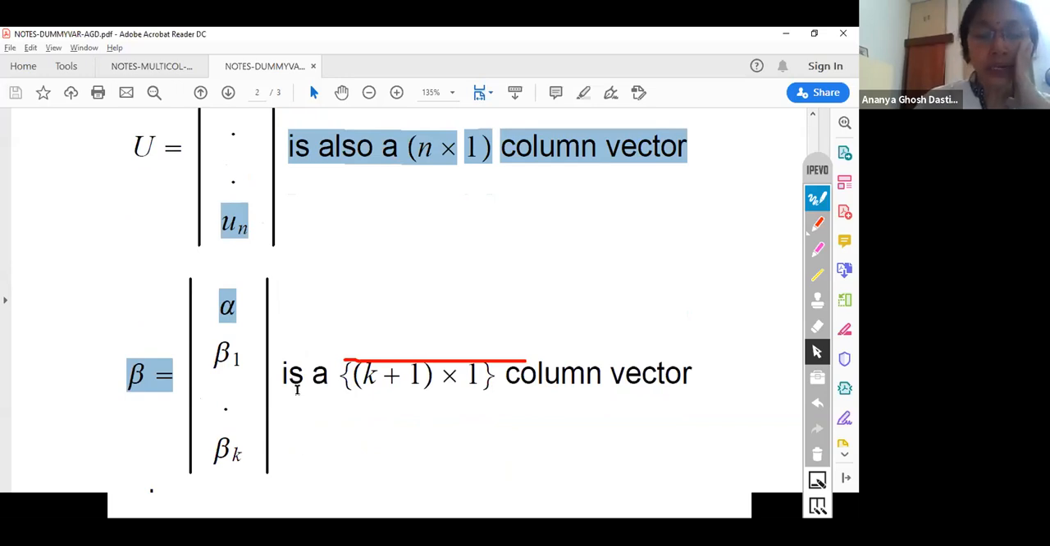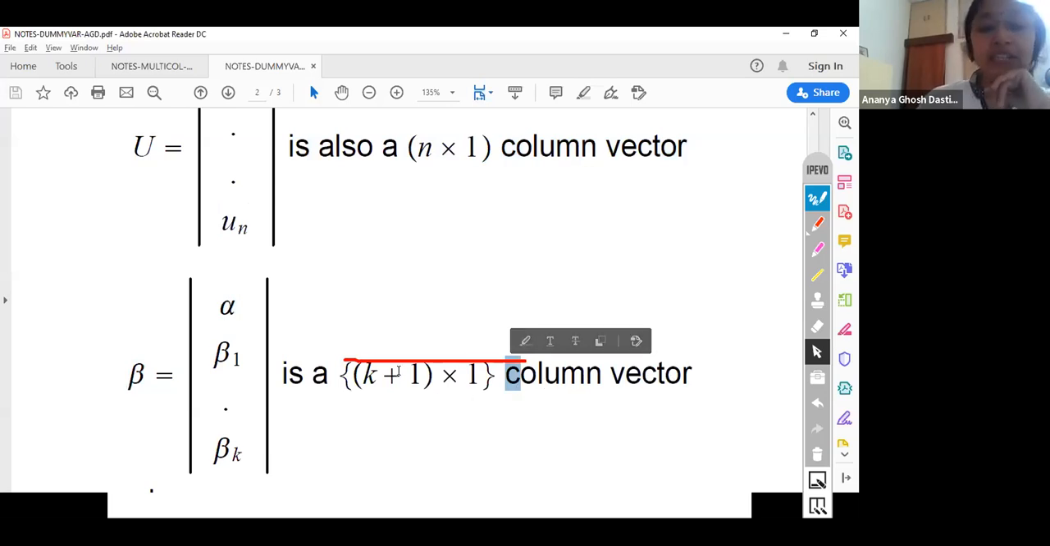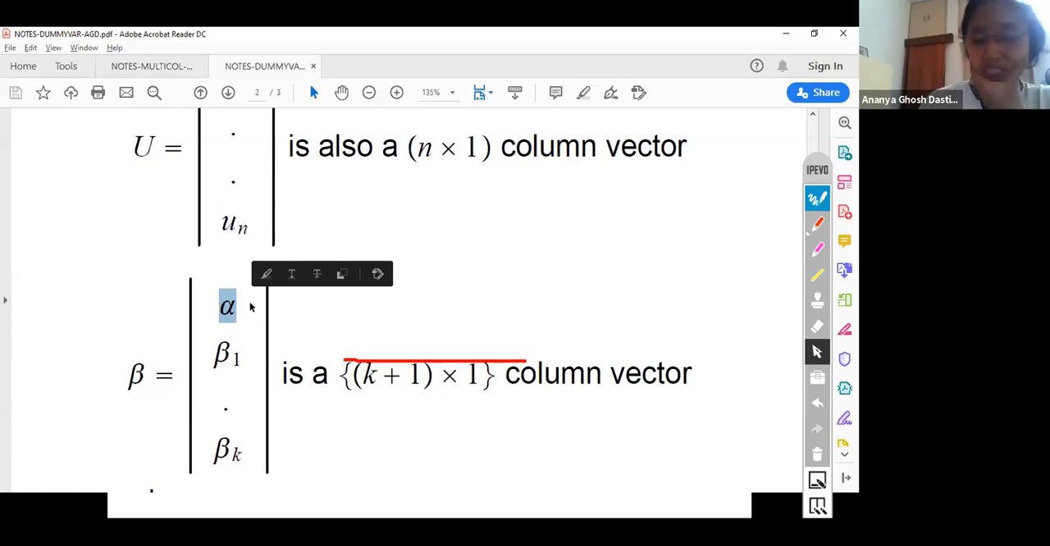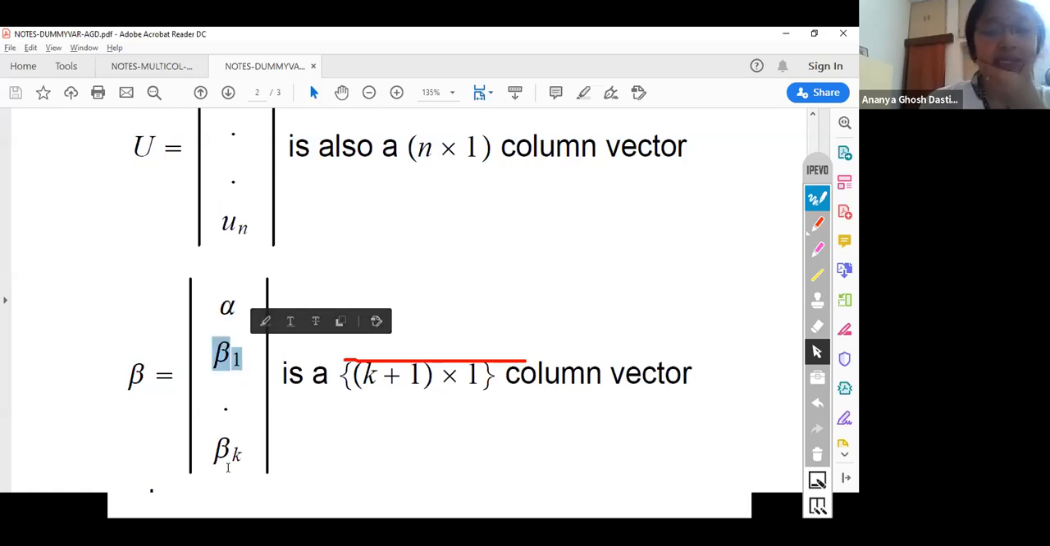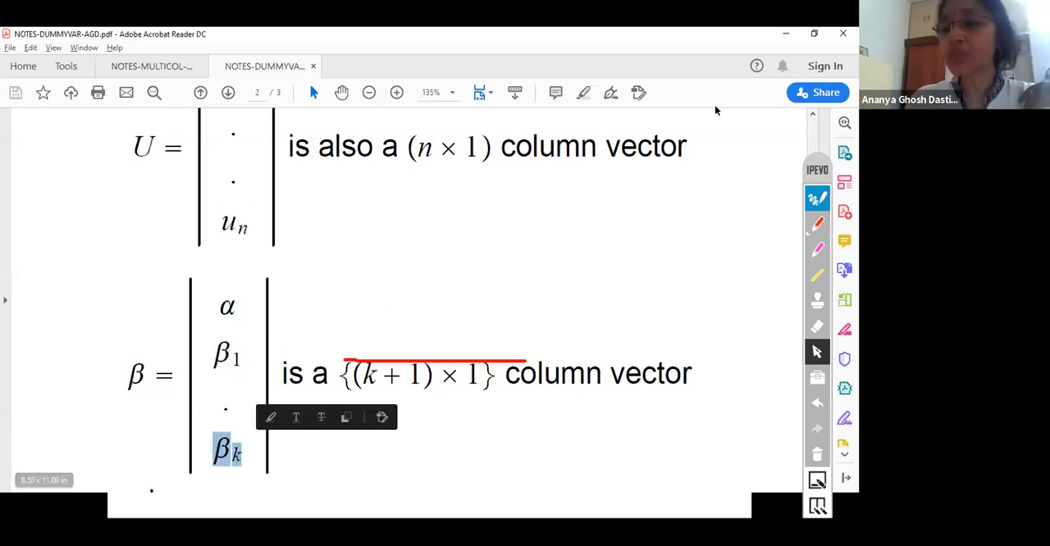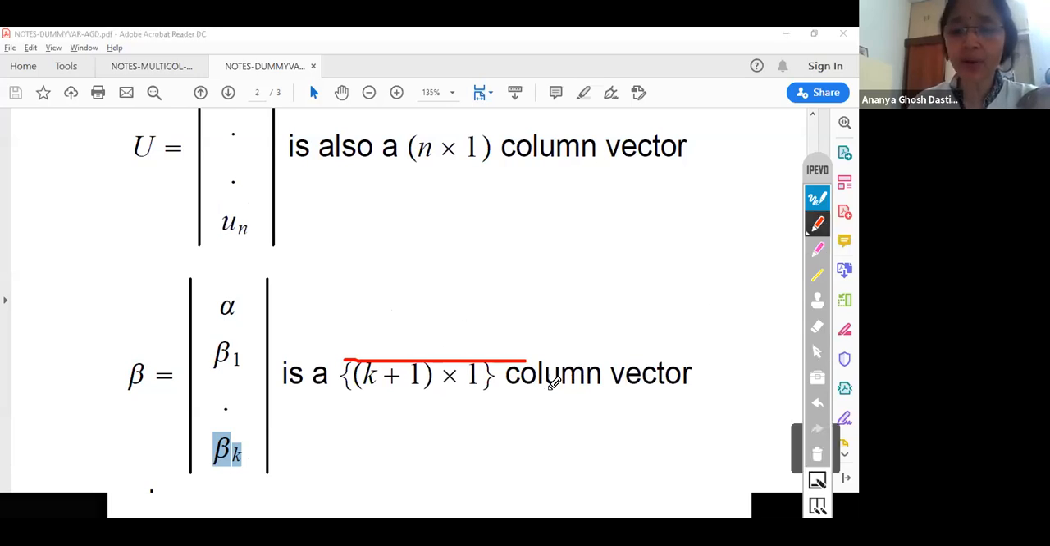What about beta? Sorry, a bit of a mistake. Beta is actually a vector which has k plus 1 rows and 1 column. The first row is alpha, which is my constant term, and beta 1 is the first slope. Beta k is the kth slope. So I just want to point out that this is not a row vector, it is a column vector with k plus 1 rows.